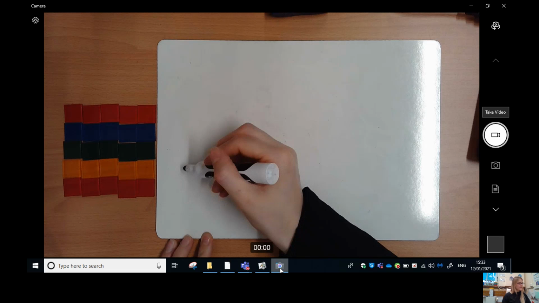So 1, 2, 3, 4, 5, 1, 2, 3, 4, 5, 1, 2, 3, 4, 5, 1, 2, 3, 4, 5, 1, 2, 3, 4, 5. Fab. They are all equal.